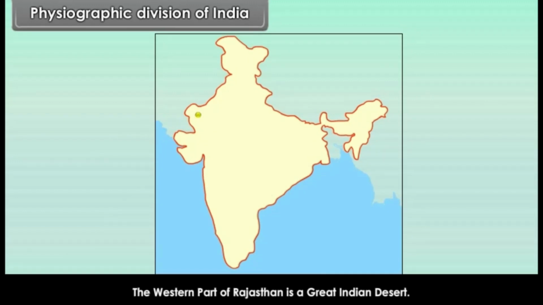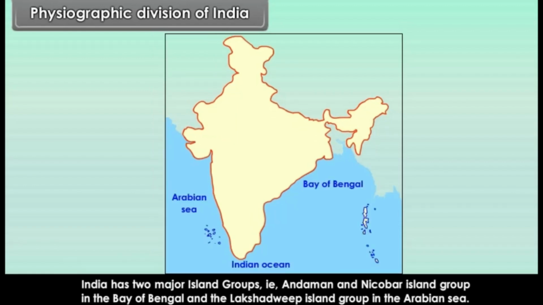The western part of Rajasthan is a great Indian desert. India has two major island groups, that is Andaman and Nicobar Island Group in the Bay of Bengal and the Lakshadweep Island Group in the Arabian Sea.